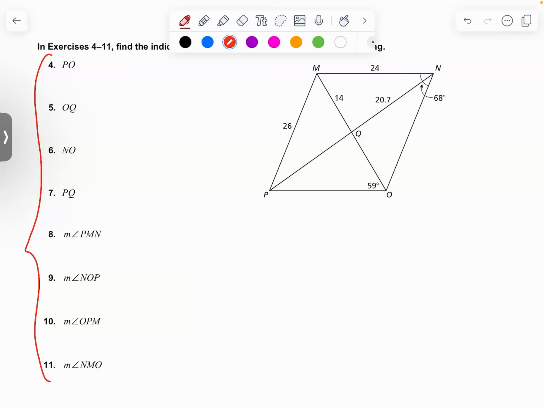I know. I got 118 now. Wait, isn't it the entire angle? You're saying this angle bisector is supplementary.